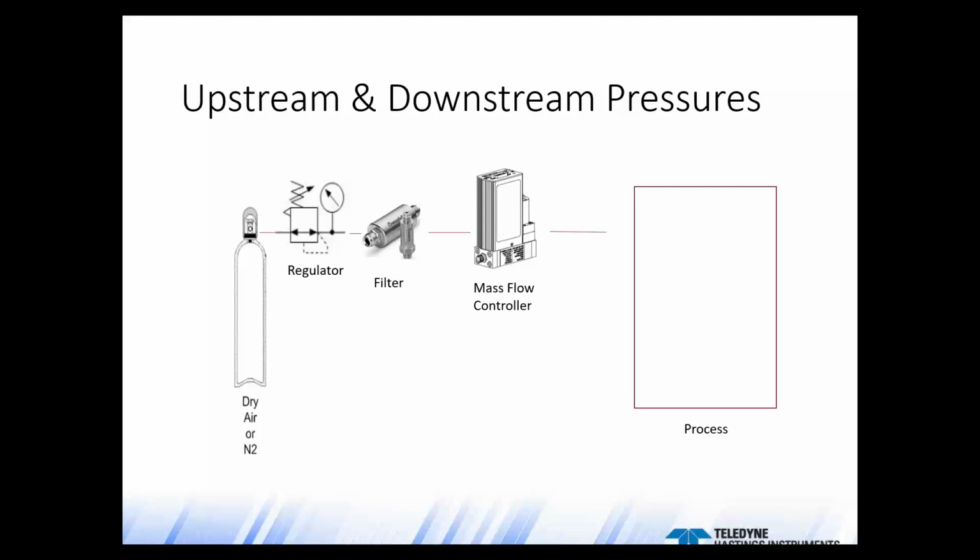Okay, now let's talk a little bit about upstream and downstream pressures. In many installations, the user may have, say, a gas bottle upstream, or maybe they've got a compressor, that sort of thing that is supplying gas. They may have a pressure regulator preset to a known setting, and then sometimes maybe a filter. Downstream of the flow controller will often be some sort of process.